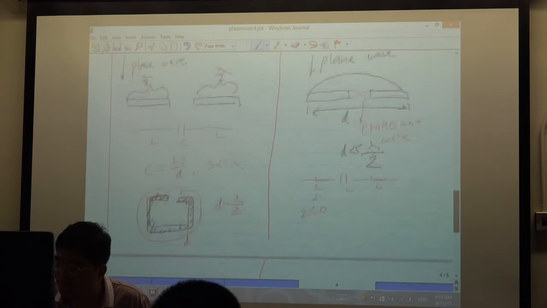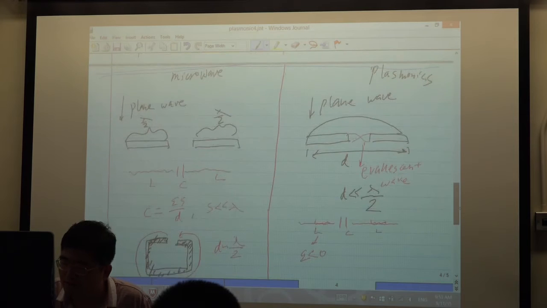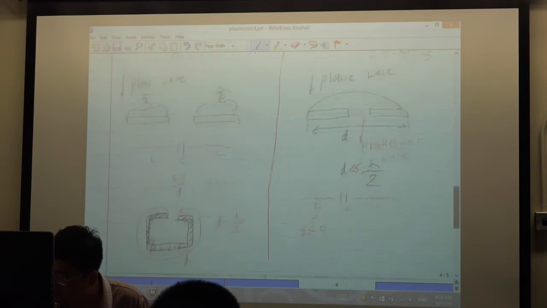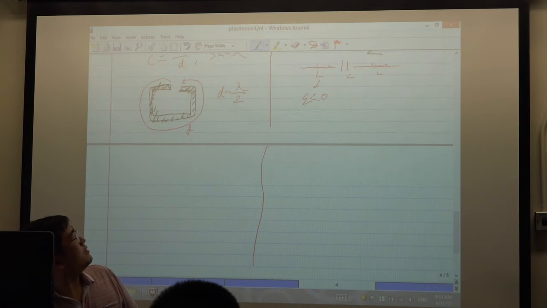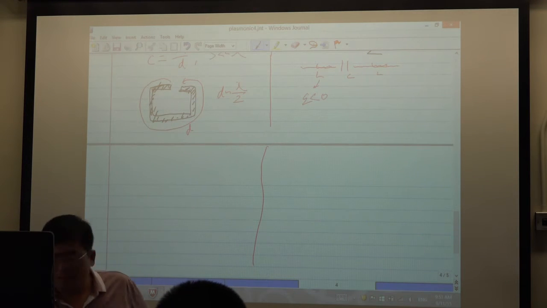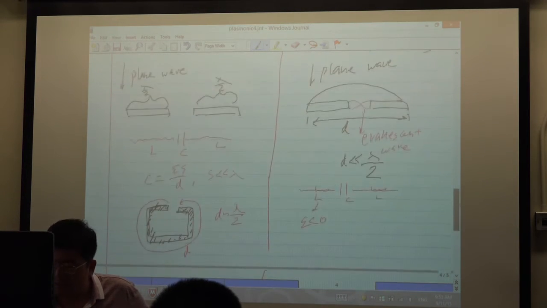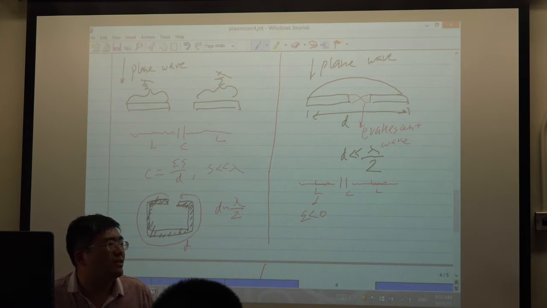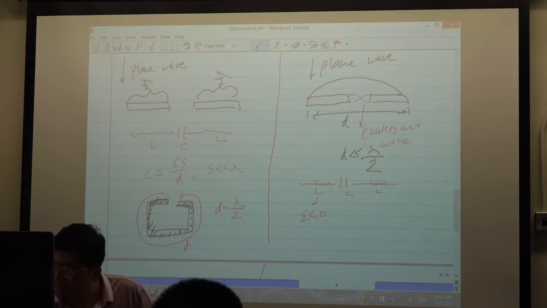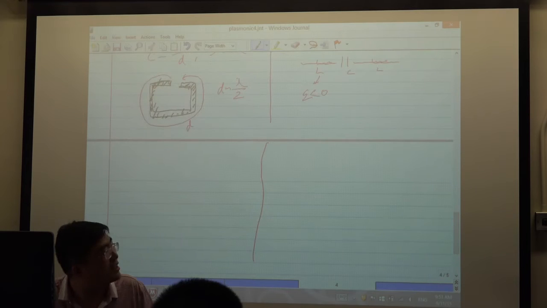So this is quite different. Let's come back to the picture again. You see, if it is a box, then why do you have such a small size? Then you have a structure. D is smaller than half the wavelength. It's quite normal for fast resonance.